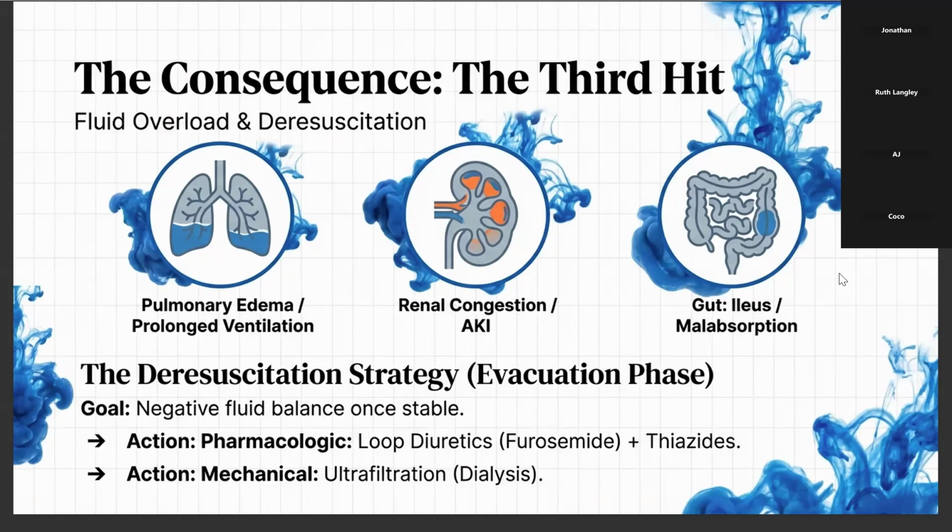So we need to go then to the de-resuscitation strategy, the evacuation phase. You want to achieve a negative balance. So we do that with diuretics and we do it with filtration, which you see all the time on our patients, don't you? We're aiming negative today.